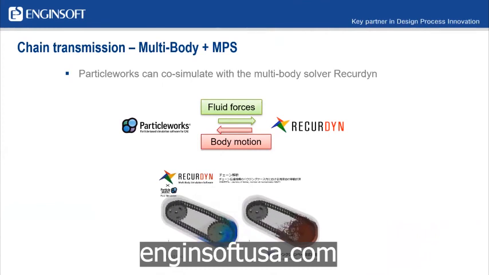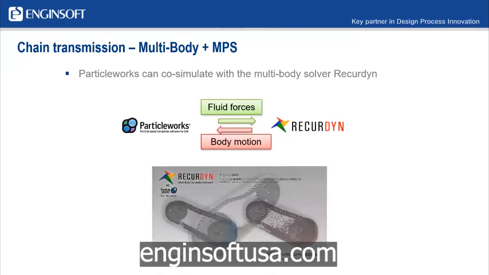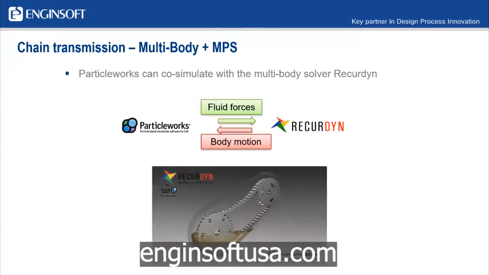But this is really good for cases like this where you have a chain. Prescribing the motion to begin with would be difficult, and then it's light enough that the fluid forces on the chain are going to change the behavior of the chain, which then changes the behavior of the fluid. So it's an inherently coupled problem. And when we run into those, the typical approach is to couple with Recurdyn.